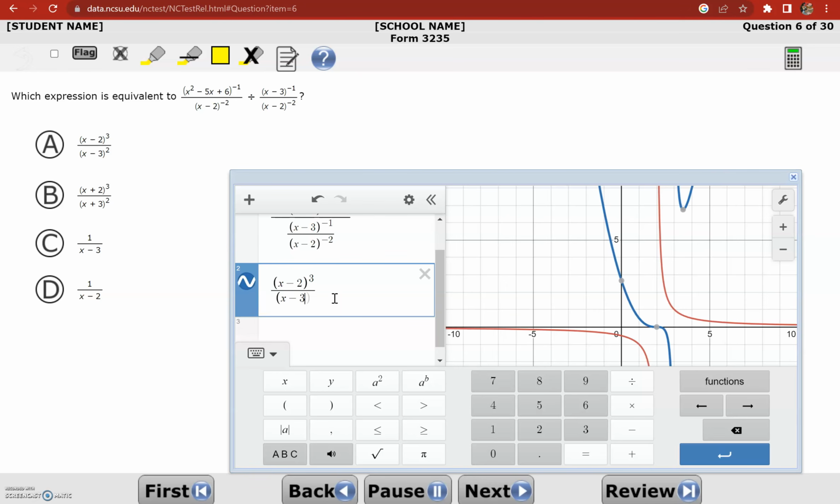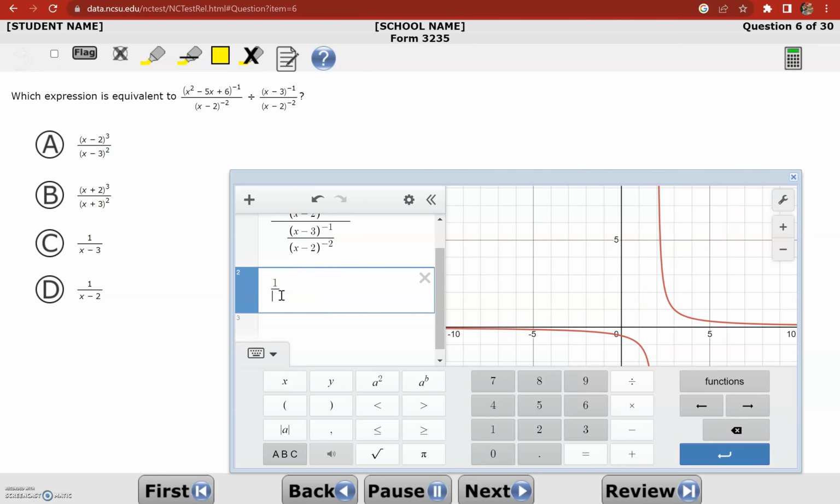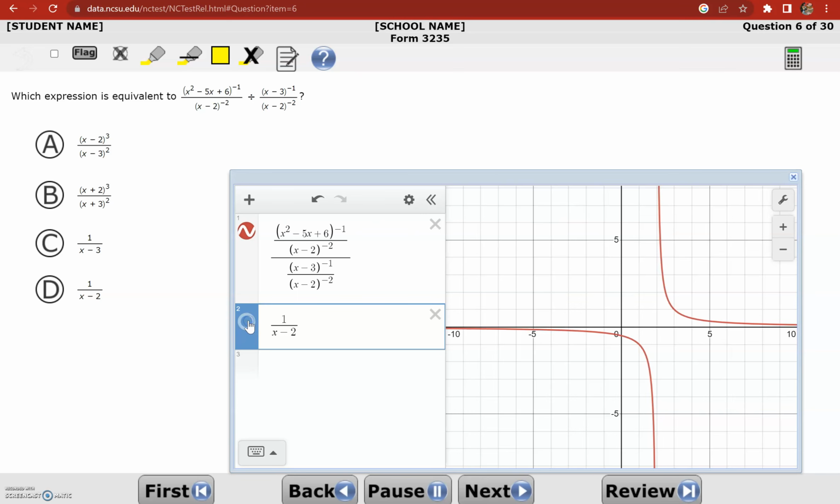So I graph option A, and that is not a winner because the blue and red graph do not match. I notice that option B is the same as option A, just change the minuses to pluses, so that's not a match either. And now I'm on to option C, which is close but not quite a match, and finally option D is a perfect match. The blue graph is right on top of the red graph in every way.